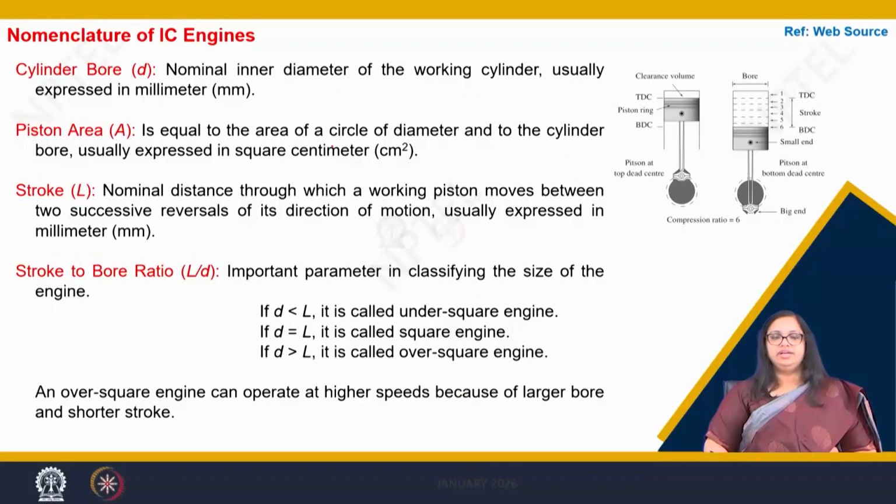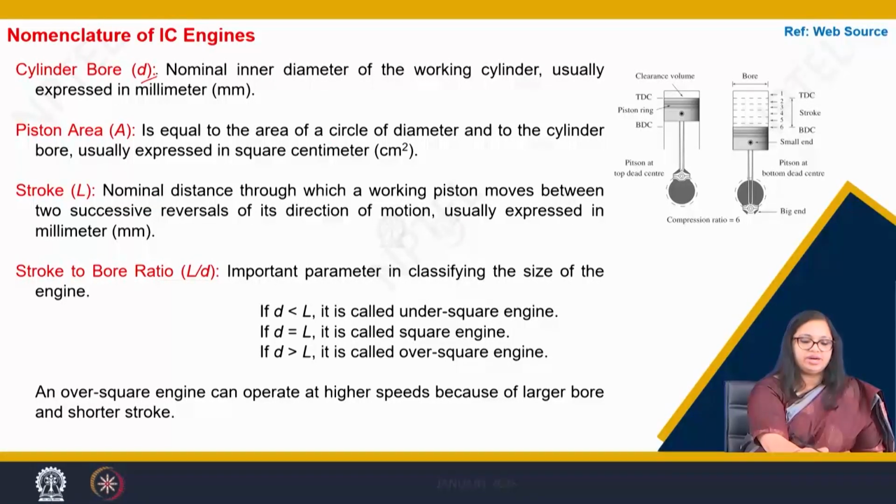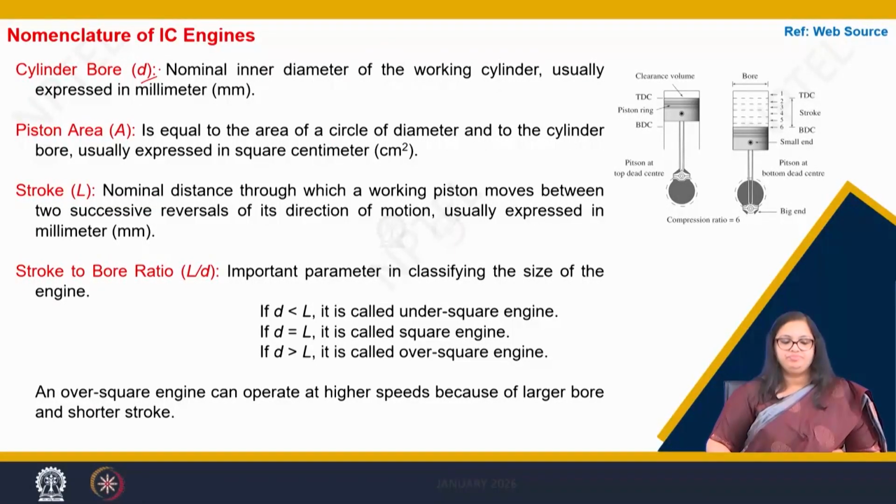of this internal combustion engine. So the first point is the cylinder bore. The inner diameter of this working cylinder, we call it the cylinder bore or cylinder diameter, and it is denoted by small d.